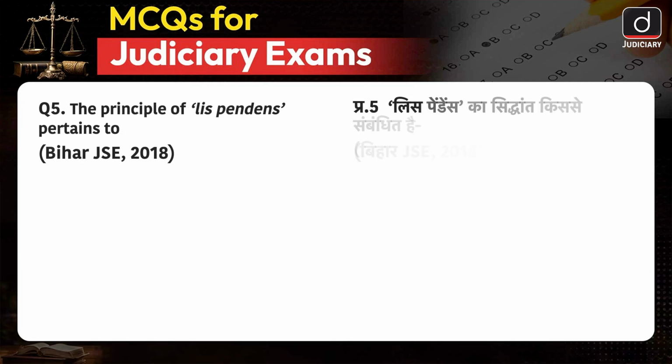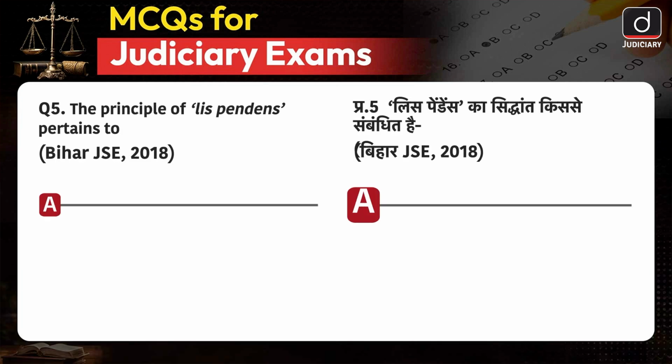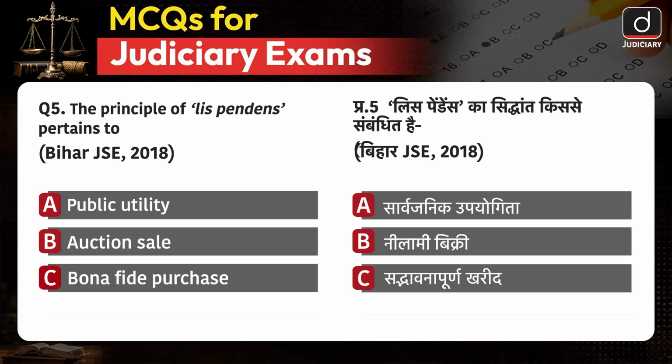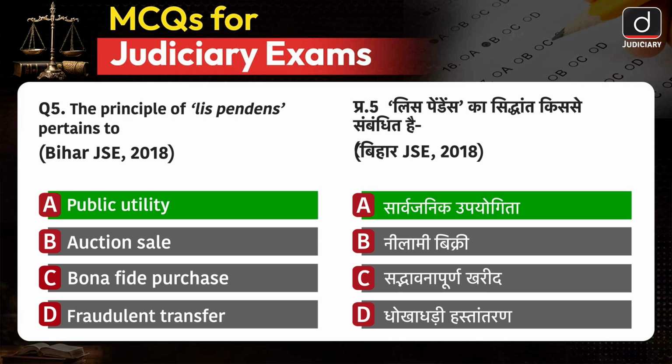Last question is, the principle of lis pendens pertains to option A, public utility, option B, auction sale, option C, bona fide purchase, option D, fraudulent transfer. The correct answer is option A, public utility.